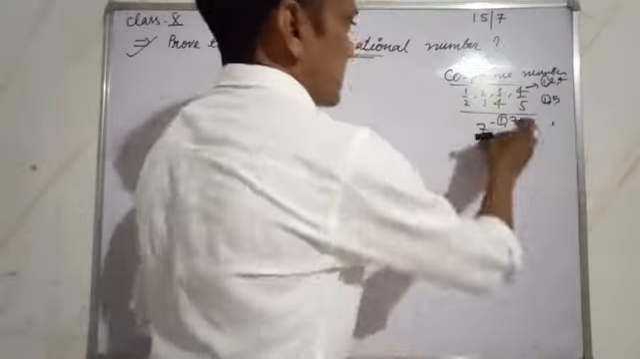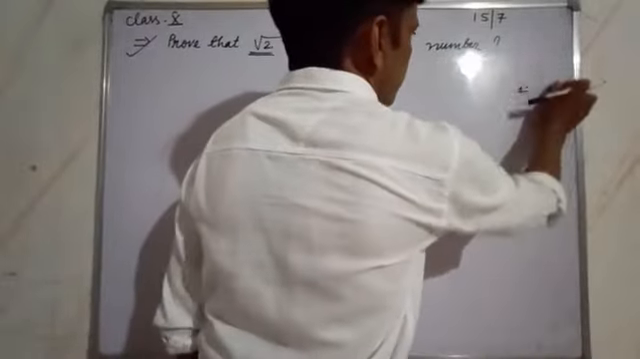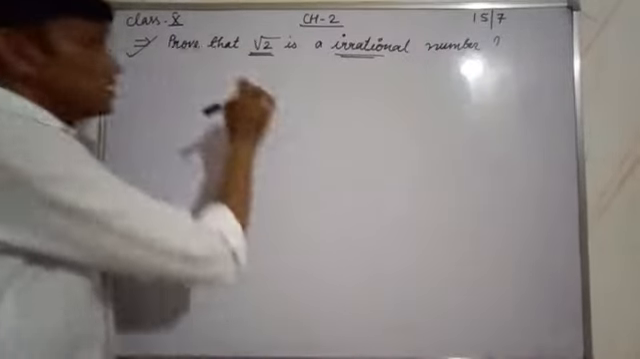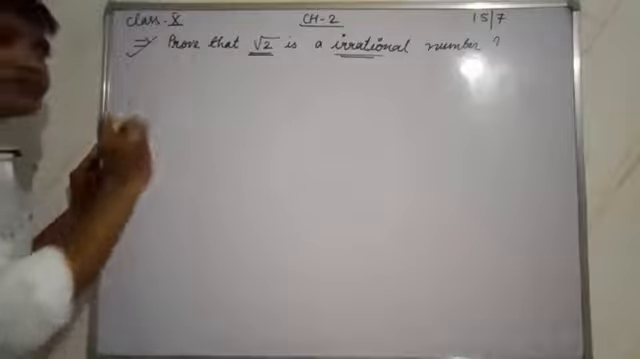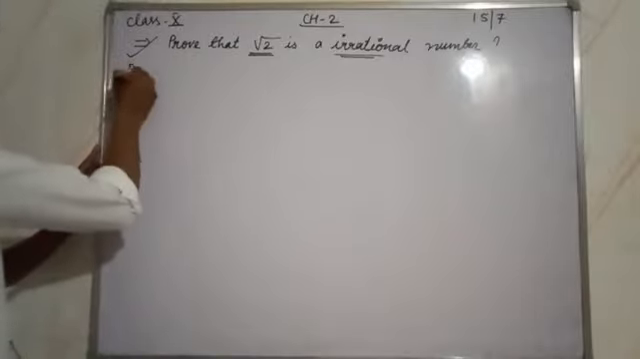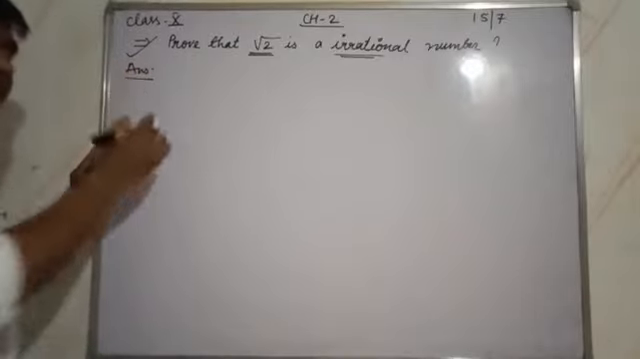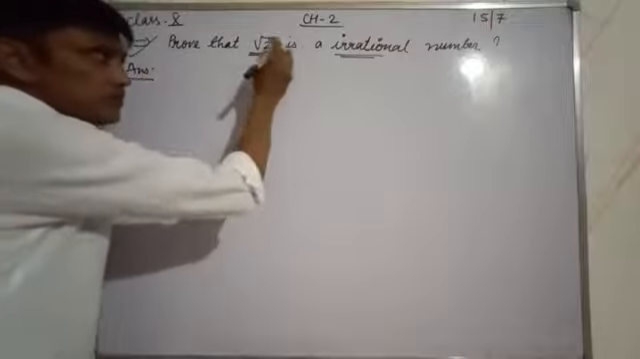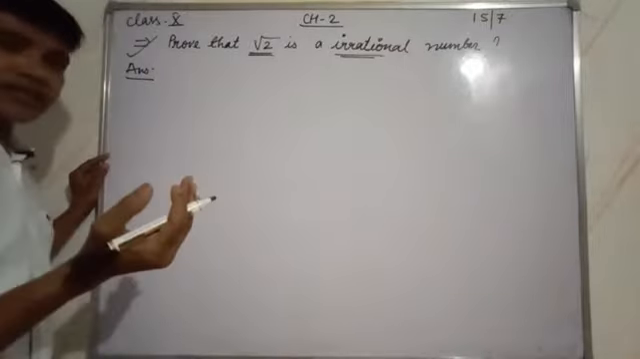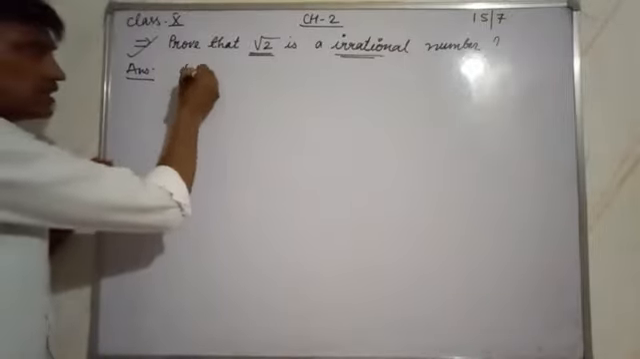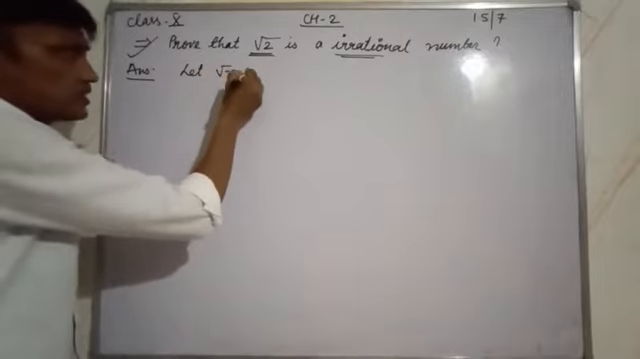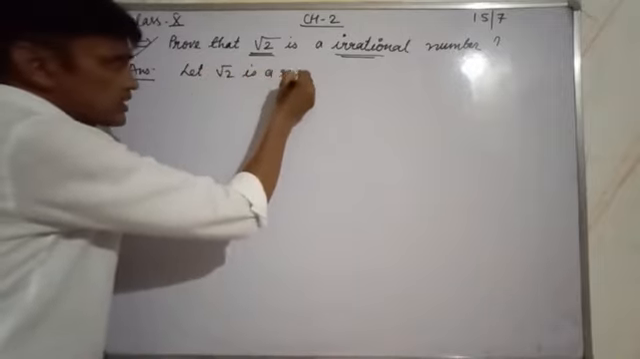Okay, let me start. To prove that under root 2 is irrational, you will start the answer like this. Let us imagine that under root 2 is not irrational but a rational number. Let under root 2 be a rational number.